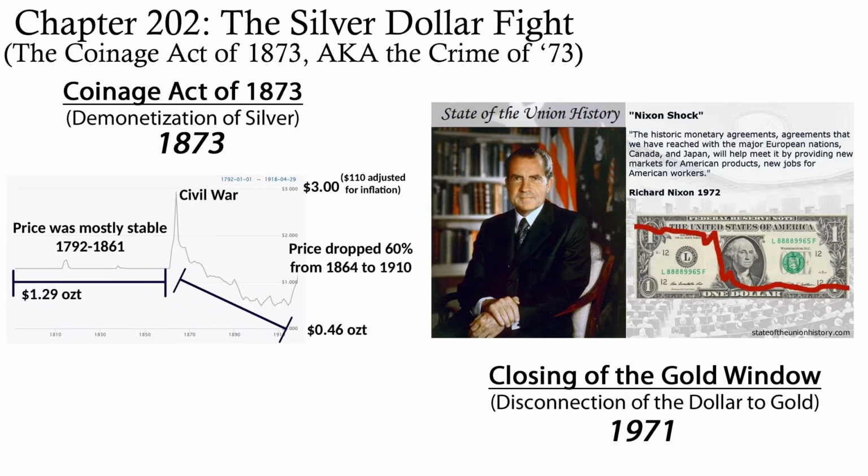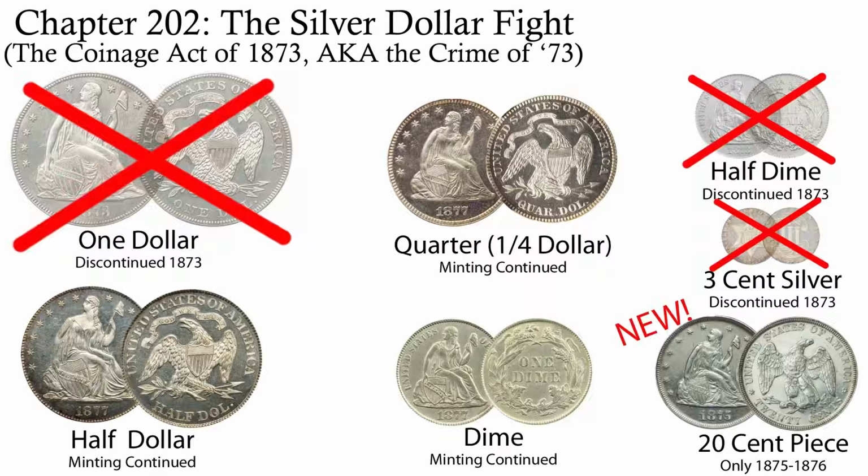So the demonetization of silver was similar nationally to the Nixon shock internationally. The people with the power to make policy changes saw too much silver converting into the dollar, making the purchasing power of the dollar weaker internationally, so they stopped it. The silver dollar was still legal tender for amounts under $5, along with the smaller denomination coins like dimes, quarters, half dollars, even half dimes, and 3-cent silver coins. So the $1 coin, the half dime, and the 3-cent silver coins were all discontinued in 1873.